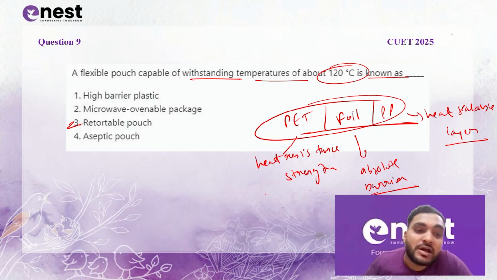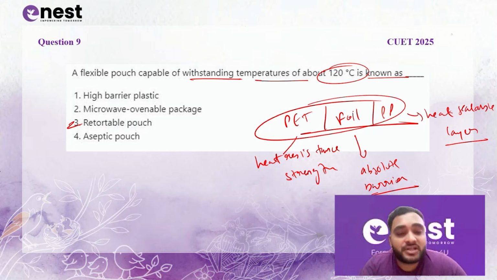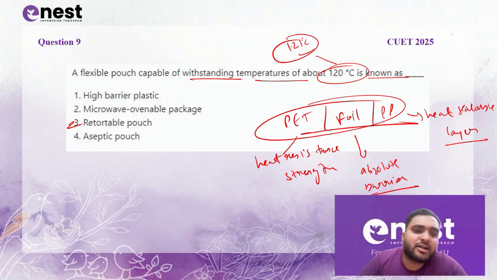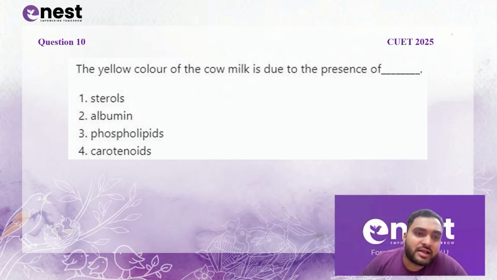So this pouch is used for storing sterile food items. That means the food items are stored in it and then it is subjected to a very high temperature, usually the same treatment which is given to canning, and then the food which is inside it is completely sterile, and sterilization is done at around 121 degrees Celsius, which is almost near to 120 degrees Celsius. So third is the right option for this question. Then let's go to the next question.